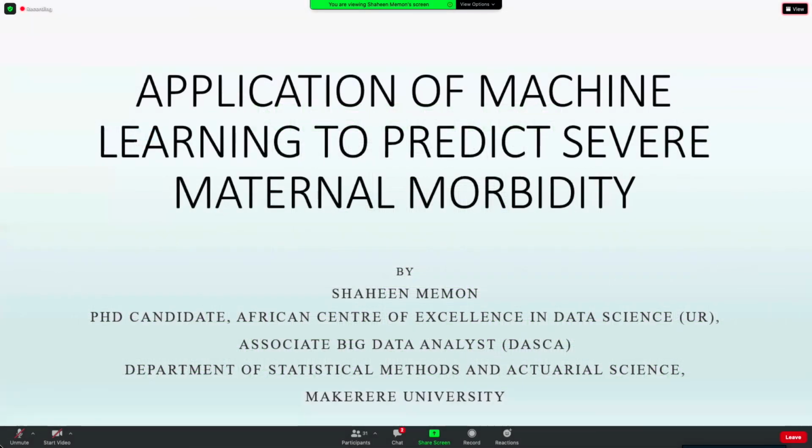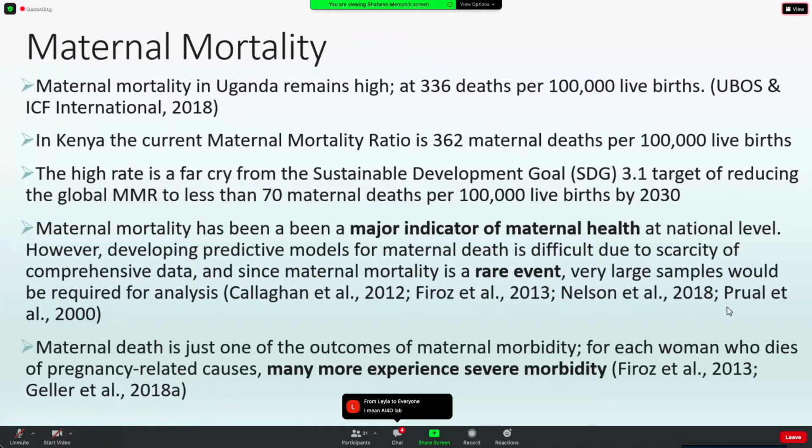Thank you. So I'm going to be talking about the application of machine learning to predict severe maternal morbidity. We all know that maternal mortality is a very big problem in sub-Saharan African countries. The maternal mortality in Uganda is at 336 deaths per 100,000 live births, whereas according to the SDG 3.1 target, they want to reduce maternal mortality to 70 maternal deaths per 100,000 live births by 2030. So we are clearly very, very far away from that goal.